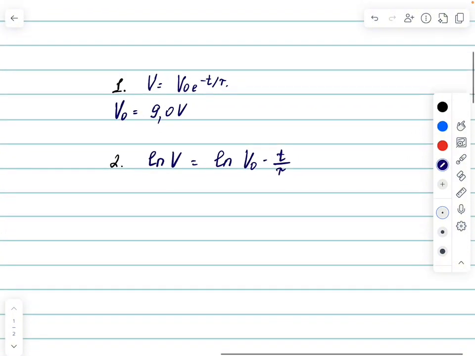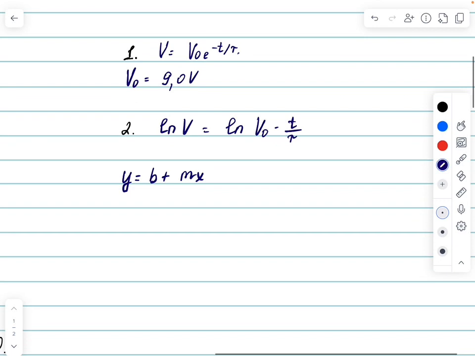And this is in the form of a straight line. And the form of a straight line, we know this one. So if I plot ln V versus the time, I should get a straight line. Its slope will be 1 over this one.